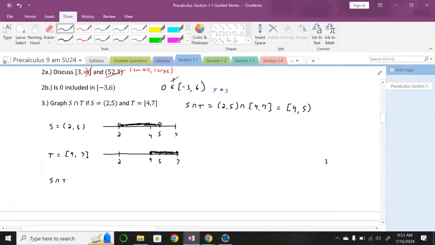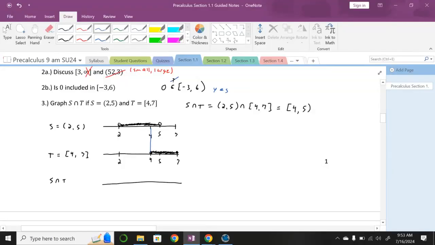Now S intersect T, we can visualize that as well. That is a new set. It's just a set of values that's in both. So notice these values aren't there, right? The 2 to 4, that's not in the set T, so it's not going to be in the intersection. These values, 5 to 7, they're in T, but they're not in S, so they're not going to be in the intersection. So we want what's in both.